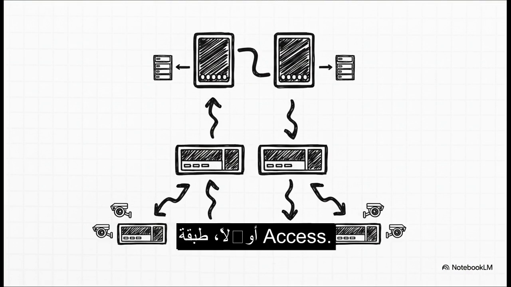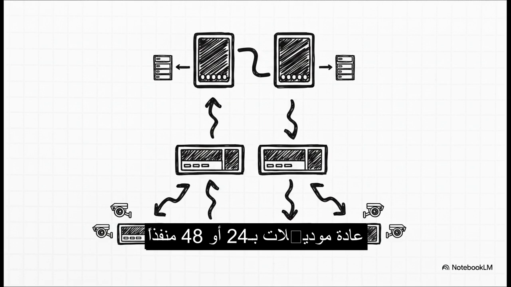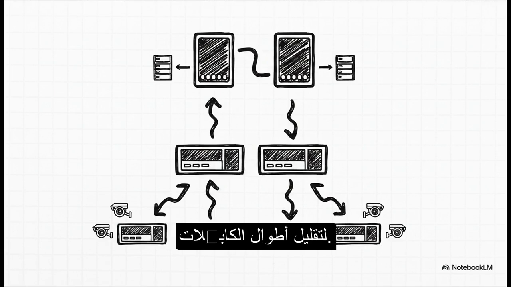First up is the access layer. These are your PoE-enabled switches, usually your 24 or 48-port models, tucked right into the floor IDF rooms so they're physically close to the cameras, minimizing cable runs.